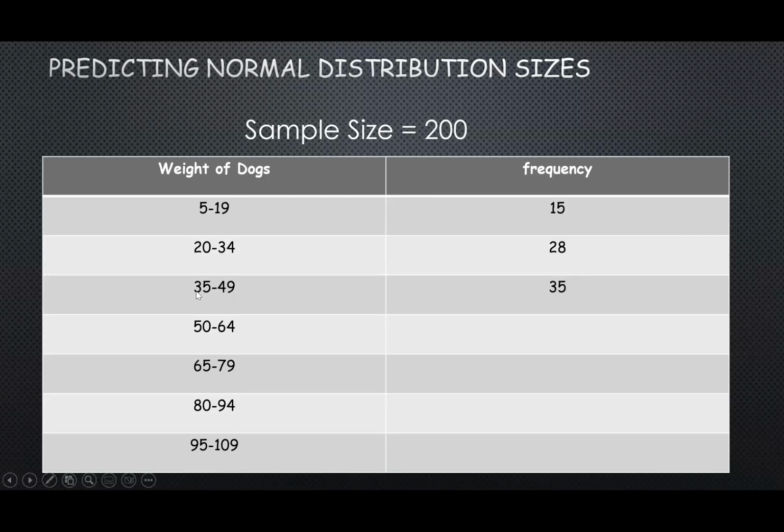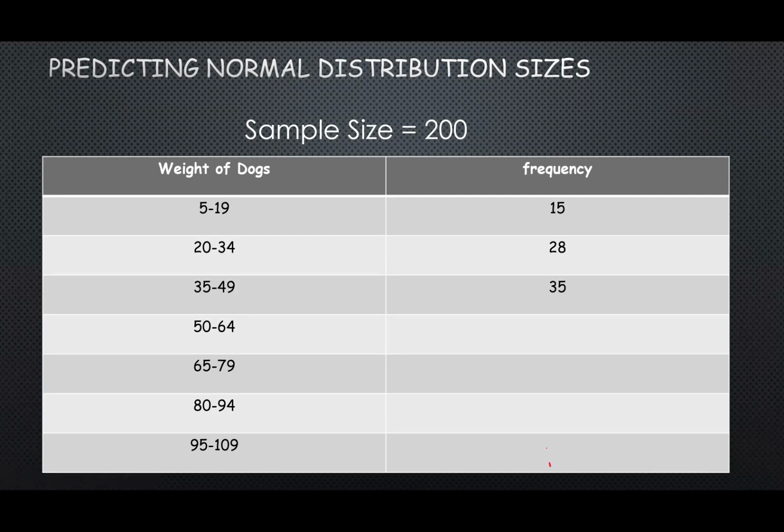35 of them had a weight between 35 and 49 pounds. Now, if the weights of dogs are normally distributed, and they are, we can use this table to predict the rest of the occurrences. So let's go down to 95 to 109 pounds. Since the bell curve is symmetrical, how many dogs would be between 95 and 109 pounds?